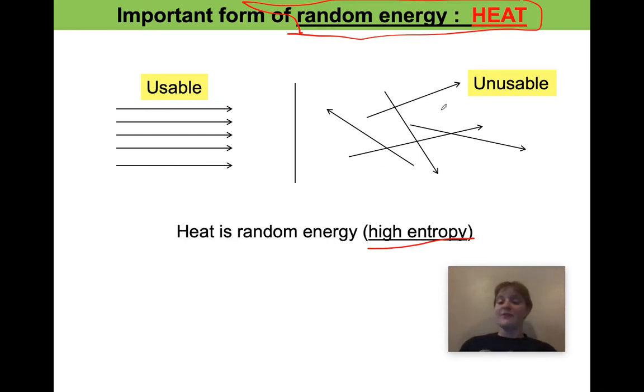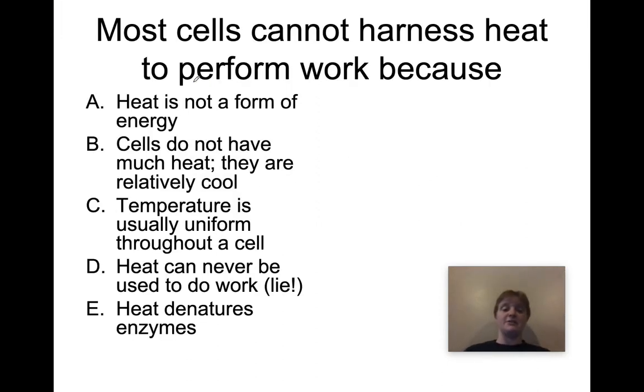Now, humans, we've figured out ways to use heat energy, like to cook things and stuff like that. And sometimes our cells can use heat energy, but not often. It's very hard to use this heat energy. This is unusable energy because it's so disorganized and so random. If our cells are using a source of energy, usually it's a very ordered kind of energy. Okay, most cells could not harness heat energy to perform work because A, heat is not a form of energy. B, cells do not have much heat. They are relatively cool.